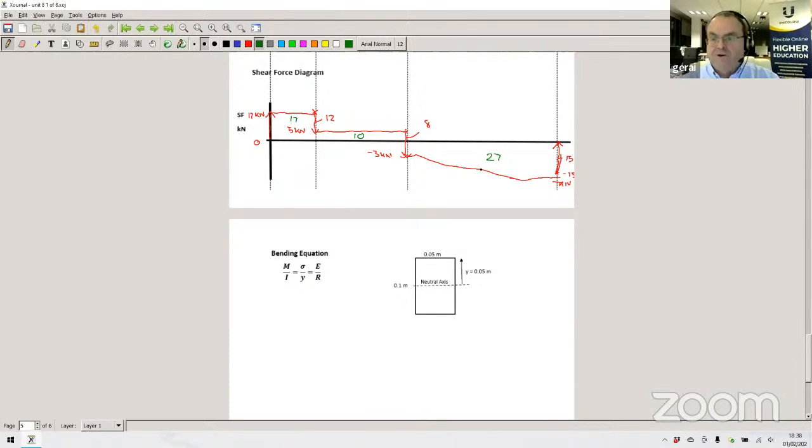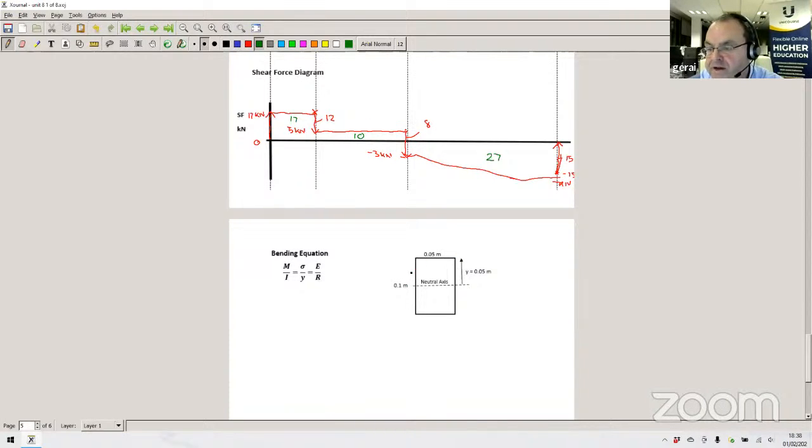Right, the last part of the question was to find the stress at the surface. Now, if you look in the notes, you'll see an equation where the bending moment over the second moment of area is equal to the stress over y, and y is the distance from the neutral axis to any point in that cross-sectional area. And the highest stress will always be at the surface, the furthest distance y away from the neutral axis.